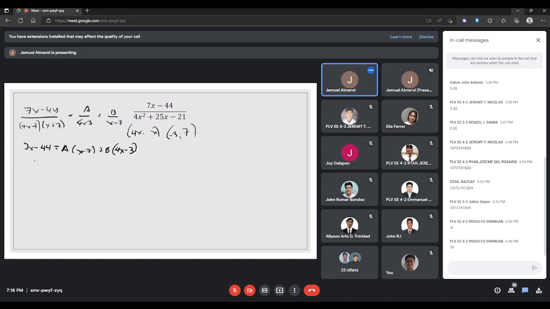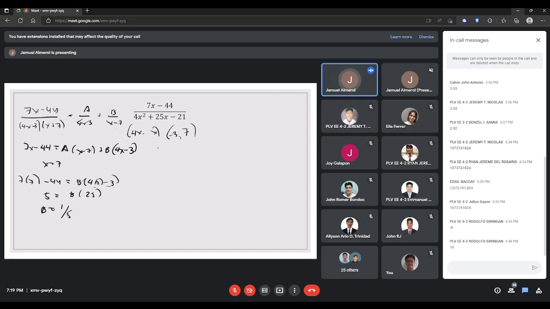Okay. So, next, x equal to 7. We have 7 times 7. Ito dito nang galing yung inuna ko lang. Minus 44 equal to, so magsisiro na to. B times 4 times 7 minus 3. Okay, 49 minus 44, that would be 5. So, B times 28 minus 3, 25. Therefore, our B is 1/5. Right?